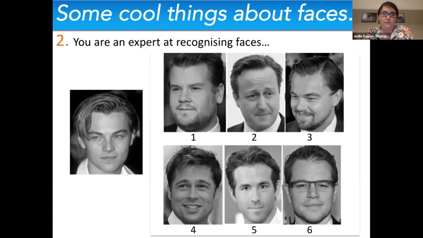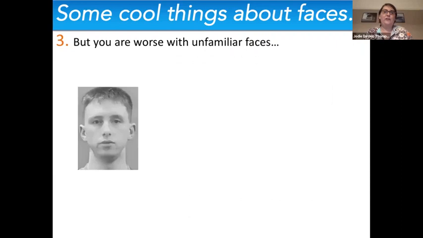Okay, so hopefully most of you have said it's number three, right? So number three is Leonardo DiCaprio. And you probably did this with relative ease, right? And you could probably also identify the other pictures and who these people are, right? So you're an expert at recognizing faces. You're able to do this really quickly and really automated. You don't even think about it. It's just something your brain can do. However, actually, you are really bad with unfamiliar faces. So generally, we're really good at familiar face recognition, but unfamiliar faces is actually very difficult.